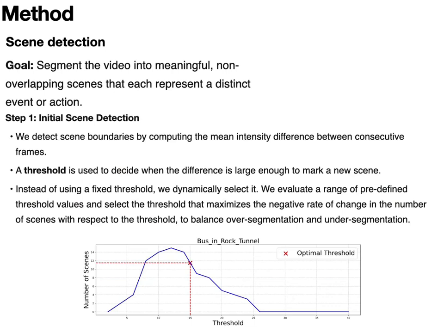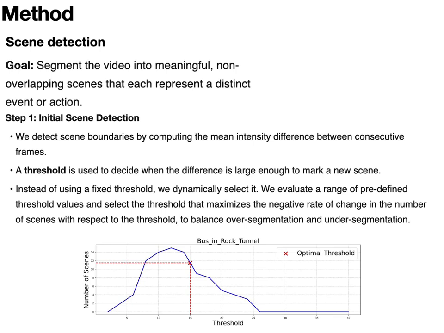Method: first phase, scene detection. The goal is to segment a video into meaningful, non-overlapping scenes that each represent a distinct event or action. Step 1. Initial scene detection. We detect scene boundaries by computing the mean intensity difference between consecutive frames. A threshold is used to decide when the difference is large enough to mark a new scene.